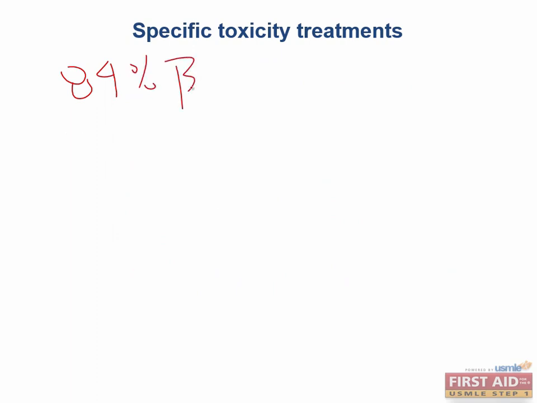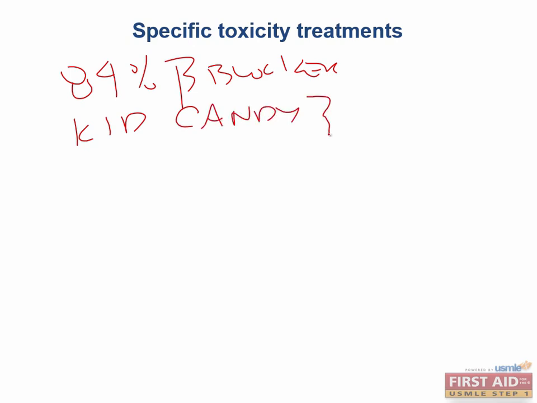84% of beta blocker toxicity is related to accidental ingestion. This means that your vignette is most likely going to be an accident, right? A kid got a little curious, thought maybe this was some candy, ate a lot of the parent's beta blocker, right? That's how it goes.